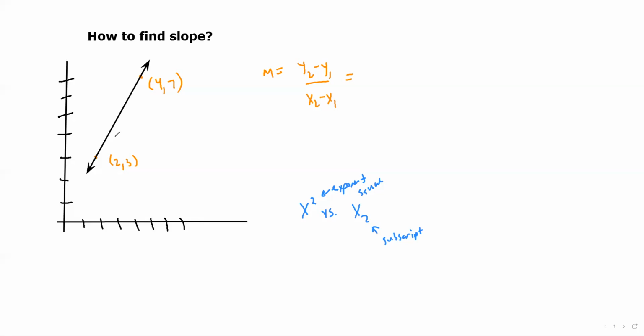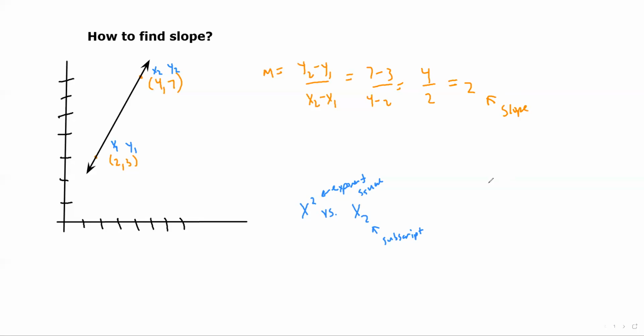So in this case, let's label this x1, okay? And this one will be x2. All right, so if that's x1, then this will be y1. And if that's y1, then this one will be y2. All right, so those are our coordinates, okay? And then we just use this formula here, okay? So y2 is 7, y1 is 3, x2 is 4, and then x1 is 2. So we have 7 minus 3, which is 4, and 4 minus 2, which is 2, and 4 divided by 2 is 2. So this is our slope right here.